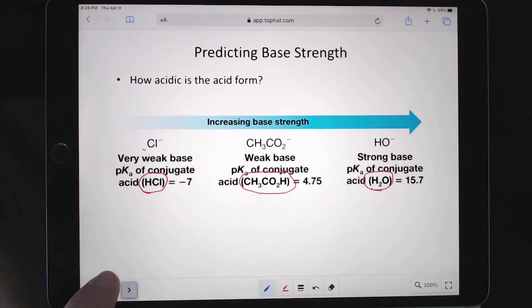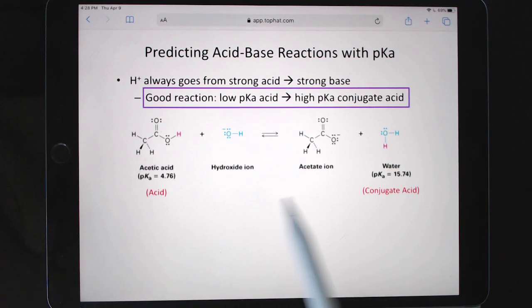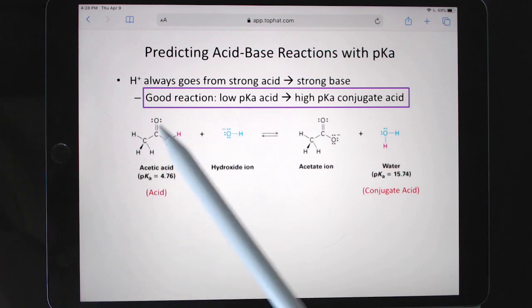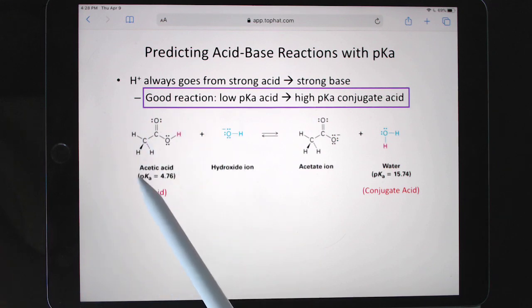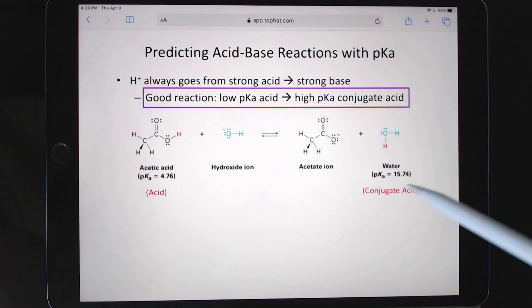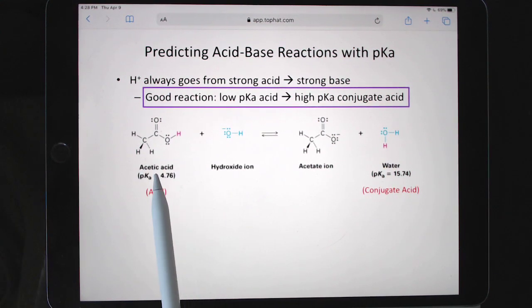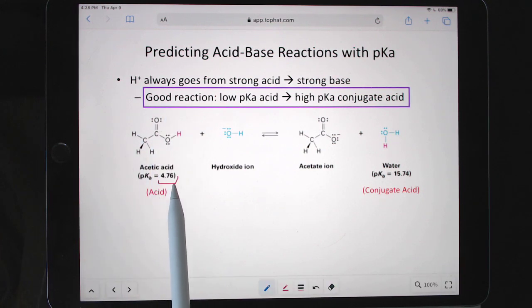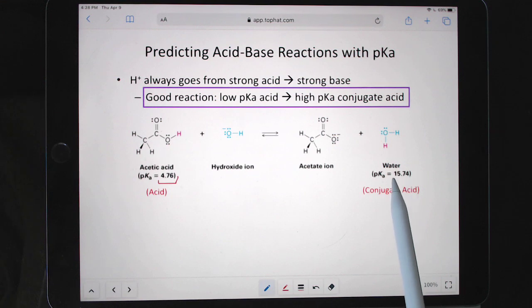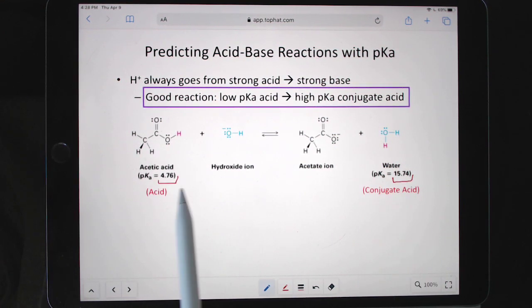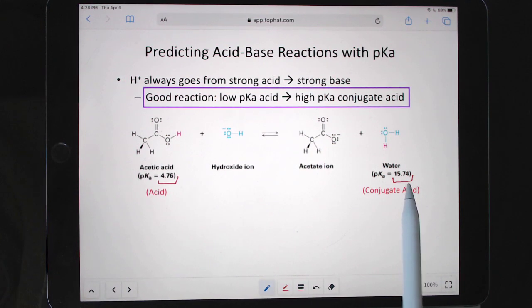So when you're trying to predict the reaction, what you want to do is look at the pKa of the acid on the reactant side, and the conjugate acid on the base side. So you're going from 4.76 to almost 16. You go from almost 5 to almost 16. You want the number to go up, and so that means this reaction is going to want to go this way.